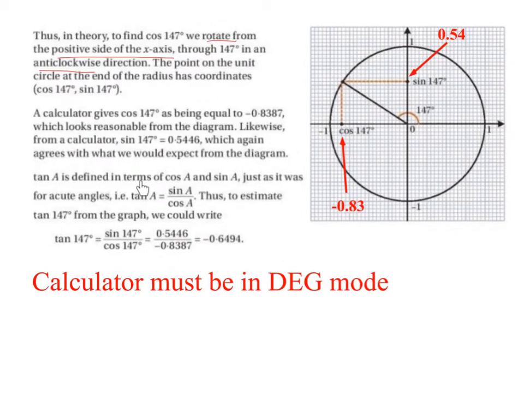Tan of A is defined in terms of cos A and sin A, just as it was for acute angles, i.e. tan of A is equal to sin of A divided by cos of A. Thus, to estimate tan of 147 degrees from the graph, we could write tan of 147 degrees equals sine of 147 degrees divided by cos of 147 degrees, which equals 0.5446 divided by minus 0.8387, which gives us minus 0.6494. Remember, if you're using your calculator and you're using sine, cos, or tan, it must be in degree mode.